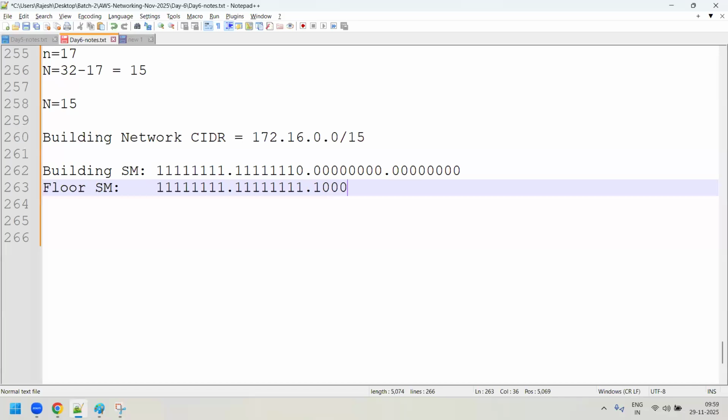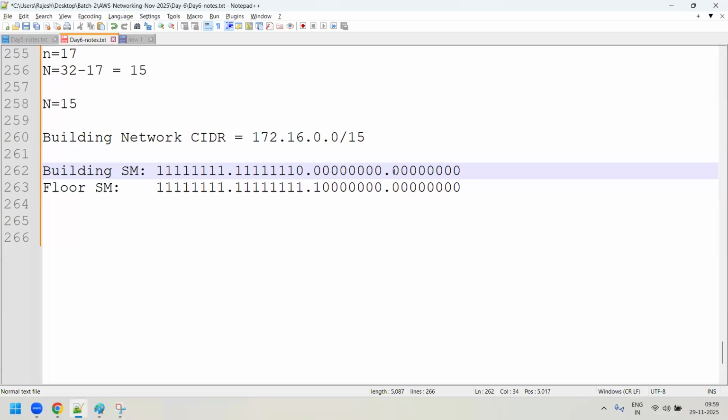Then the remaining would be 0. 1, 2, 3, 1, 2, 3, 4, dot 1, 2, 3, 4, 1, 2, 3, 4. This is my subnet for the building. Now, if you watch it carefully, the first octet and the second octet, there is no issue with that. Only between the second octet and the third octet there is a change, right? In the third octet this is getting changed, and in the second octet this is getting changed.